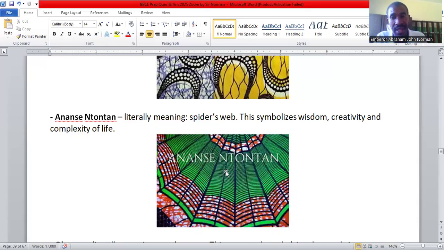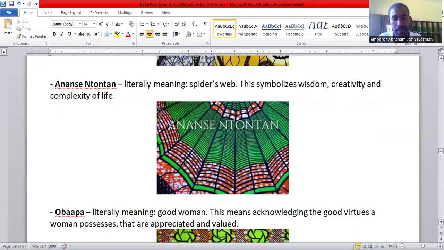But at night, once the rest are asleep or they are busily elsewhere, then they will start eating the ants' eggs day in and day out. So all these things are done with the use of wisdom and creativity. And this cloth, as I said, also stands for the complexity of life.